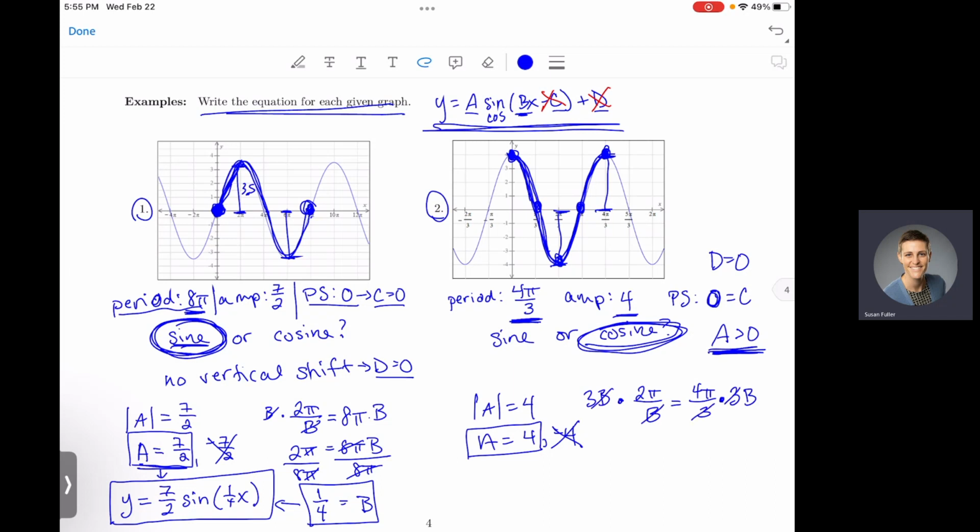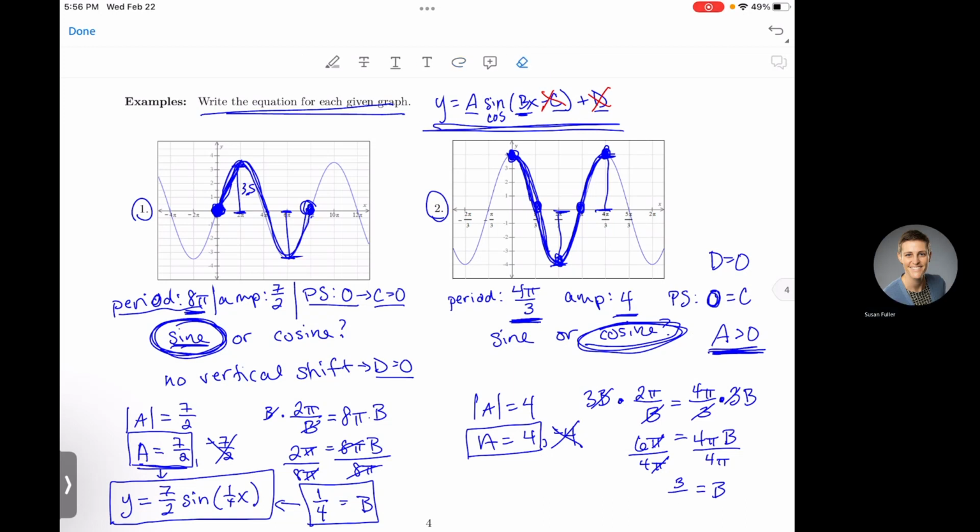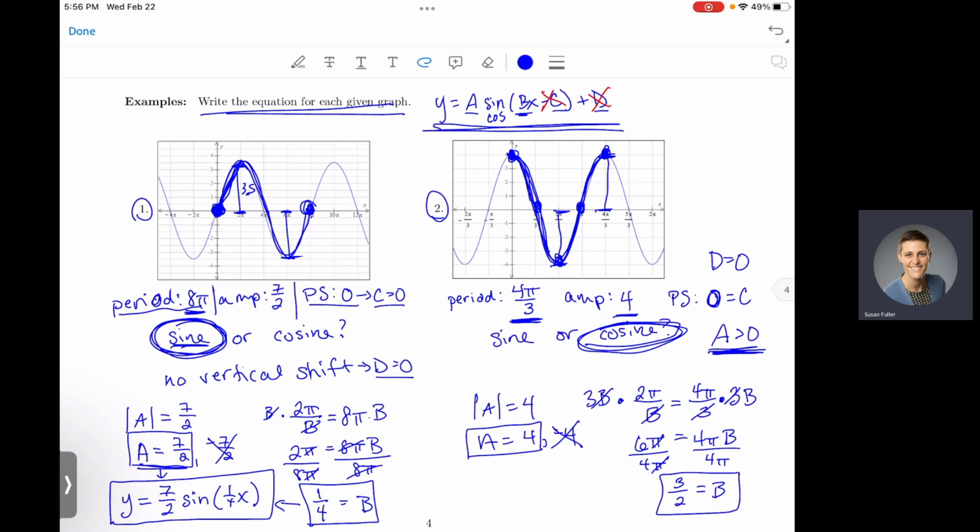So on the left, I have 3 times 2 pi, that's 6 pi. And on the right side, I have 4 pi times b. And then to get to b, I'll divide both sides by 4 pi. So that means my b value is 6 divided by 4, which simplifies to 3 over 2. That should be a 2. Try that again. There we go. So my b value is 3/2.